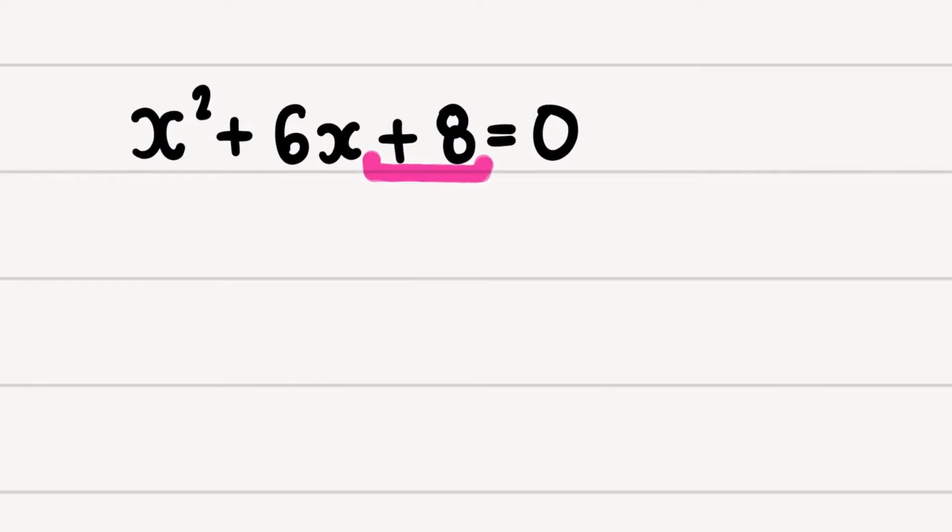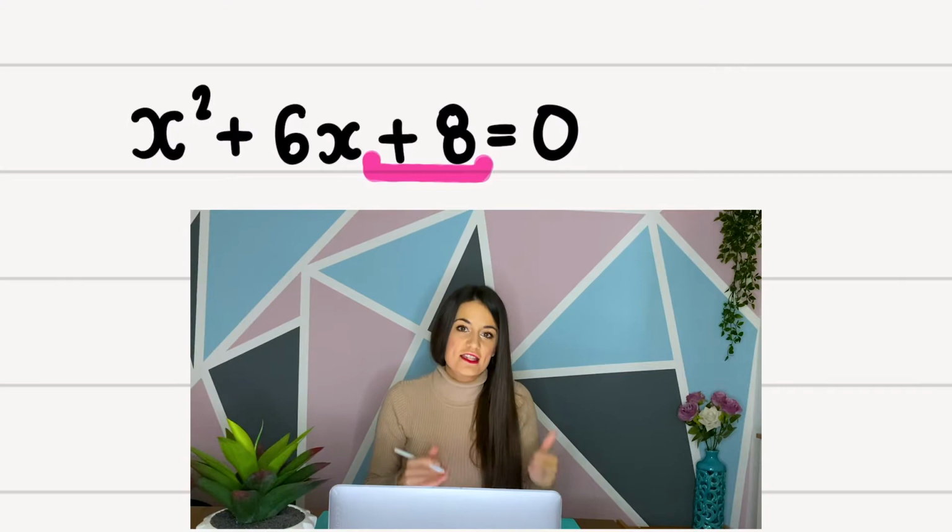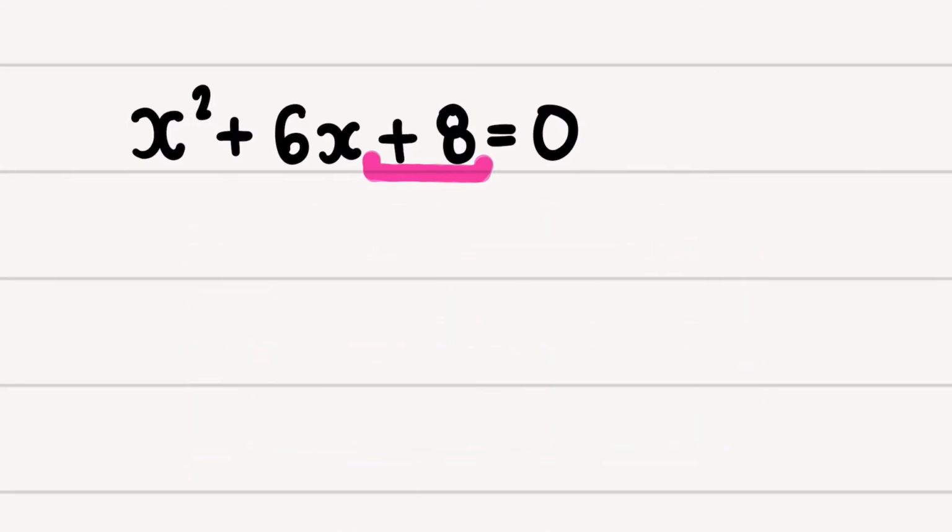So our third term is a positive 8, so now we know that our signs are going to be the same, and we're going to add the factors of 8 to give me 6. So we're going to just quickly jot down the factors of 8. They are 1 and 8, and 2 and 4. Now we're going to say to ourselves, which of those two sets of factors, 1 and 8 or 2 and 4, when added together give me my middle term, which is a 6. So I am going to pick the factors 2 and 4.